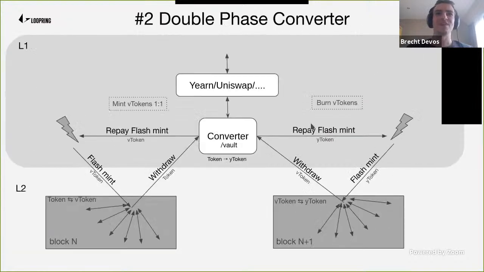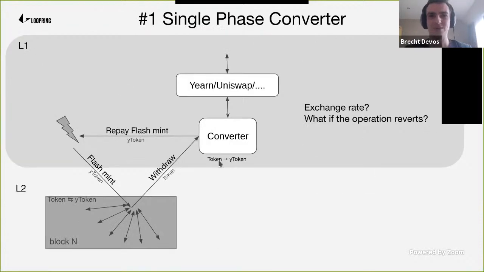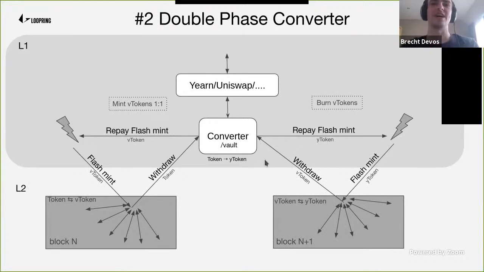Okay, let's continue with the double phase converter, which solves the deterministic part of the exchange. So it may look a little bit more difficult, but it's still quite an easy process. It's just doing things twice instead of a single time. Instead of doing the swap immediately from token to yToken, we do the conversion in 2 steps. And to do that, we can add some vault specific logic to the converter. The first thing we do is swap the token for the converter token, which is just a one-to-one exchange ratio. So if you want to put 1 ETH in Yearn, then you will get 1 vETH from this converter. This token just represents your share in the conversion process.